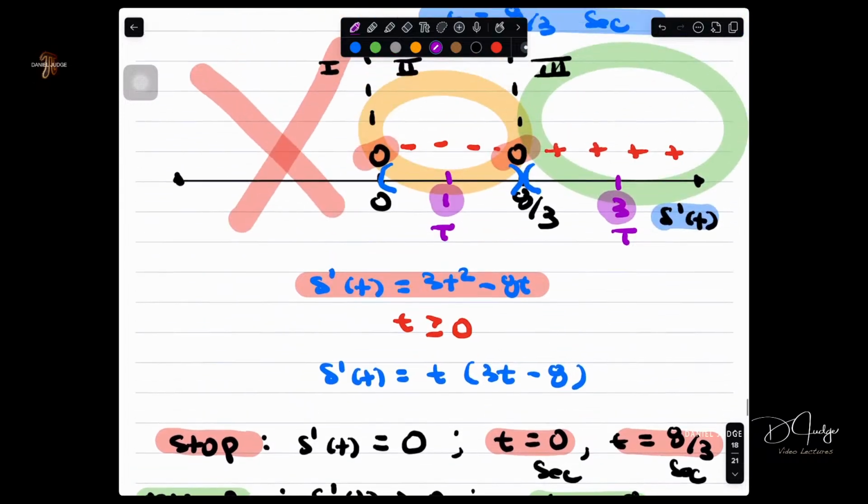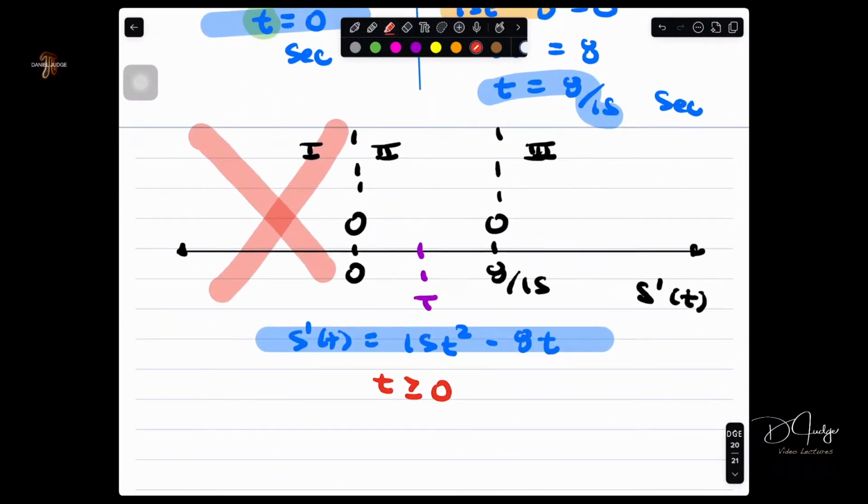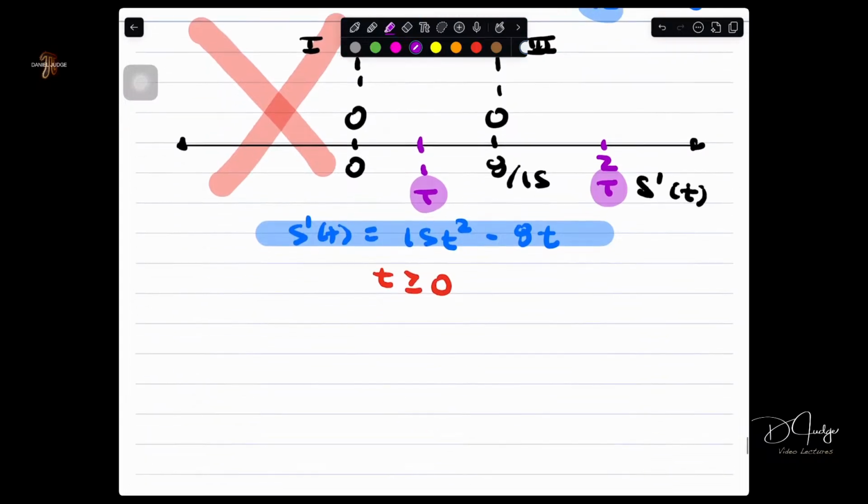Let me check something. Yep, number 1's available. And what's bigger than 8/15? The number 2. That's available in region 3. So we're going to test the signs of region 2 and region 3. But like I mentioned before, I think that the factored version of your polynomial is a lot easier to do the arithmetic with in terms of using your test points.